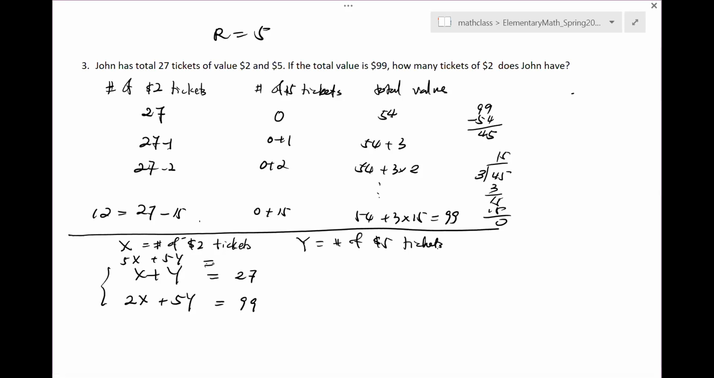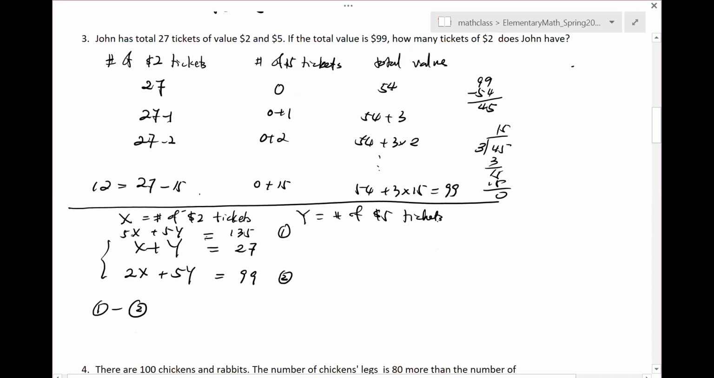27 times 5 is going to be 135. Okay? That will be equation 1, that equation 2. So equation 1 minus equation 2. 5x minus 2x will be 3x. And the 5y minus 5y is gone. Y is gone. And the 135 minus 99 is going to be 36. So from here, x is going to be 36 divided by 3, which is 12.